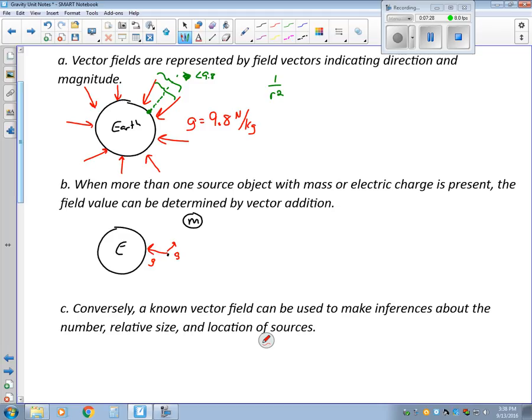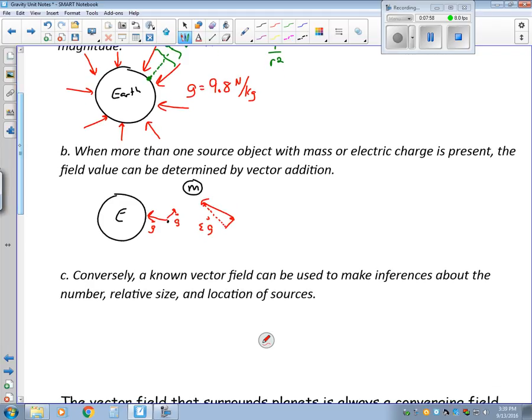And what I can do then is take these two vectors, place them head to tail, and get the net gravitational effect at that point. So these are all vectors, and I would just use vector addition the same way I used for forces. I would resolve them into their x and y components, and then go from there. So just simple vector addition.